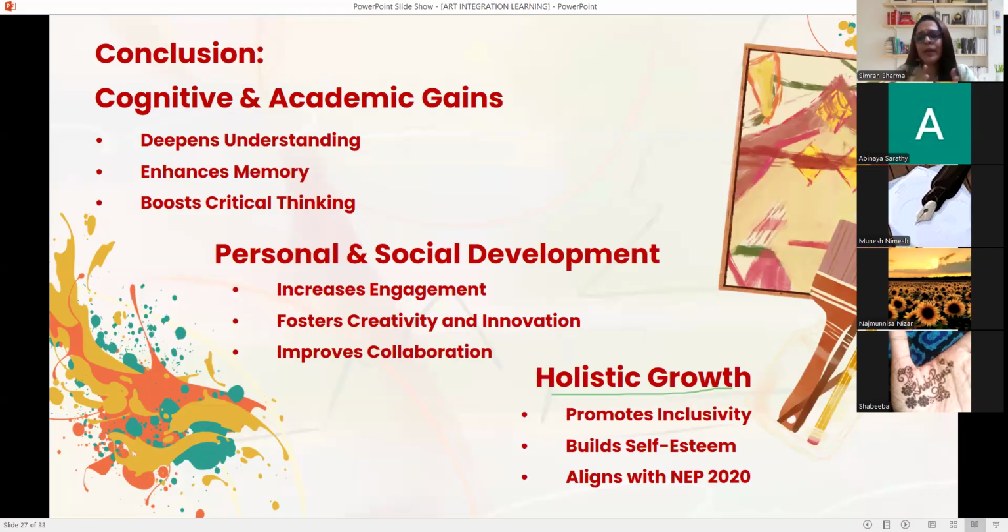Initially, when you give activities, some of the students say, "I don't know how. I can't do it because I don't know how to cut the paper. I've never done it." But when they are given practice again and again, they not only enjoy it, they look forward to these kinds of activities and say, "Okay, ma'am, I will do this part. I'm ready to take the responsibility of this part." So holistic growth beautifully enhances their confidence and self-esteem.